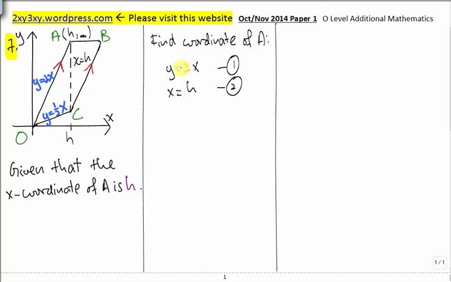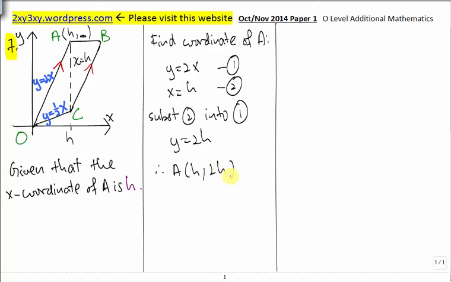Okay, I've written down the equation of this straight line here and the equation of this straight line here, and now we're going to solve the simultaneous equations. I'm going to substitute x equal to h into this equation. This will give us y equal to 2h. This is the y coordinate of A. Therefore, the coordinate of A will have the value of h and 2h.